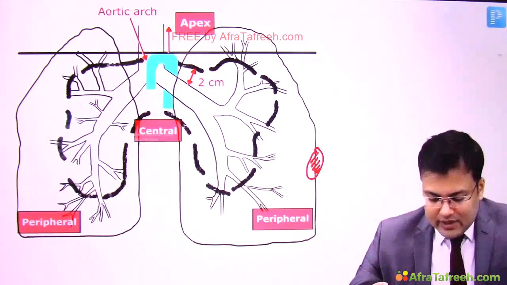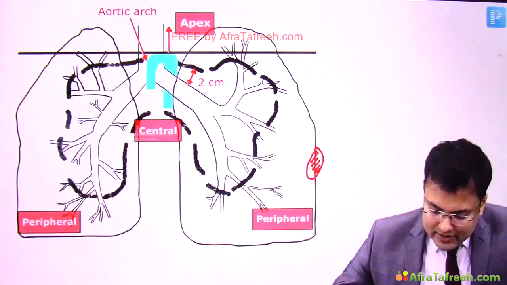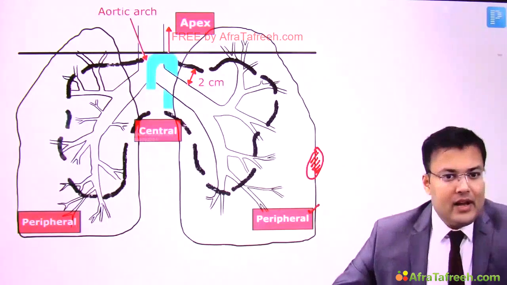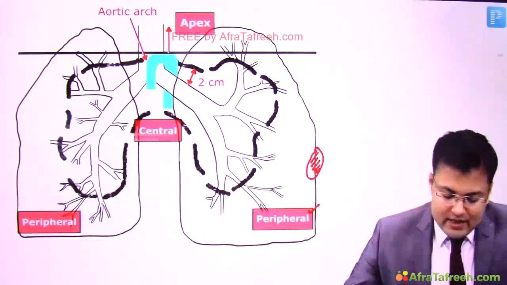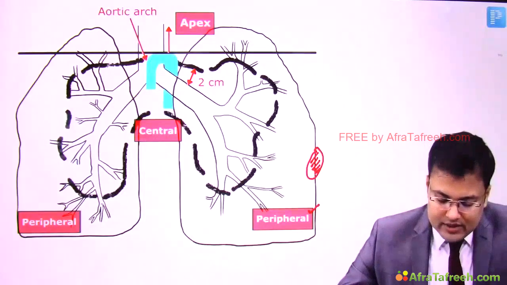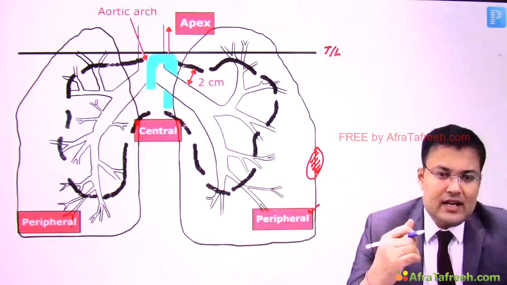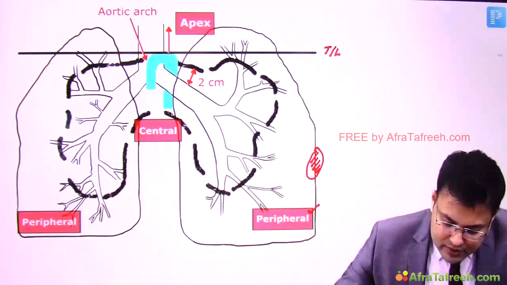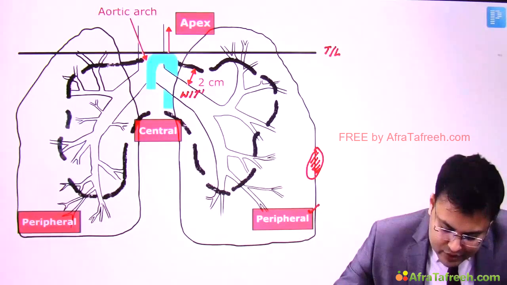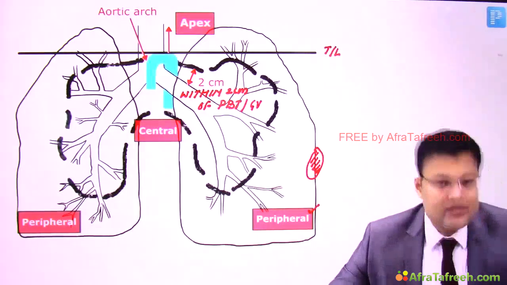And whatever tumors are located between central tumors and tumors abutting the chest wall, that's known as peripheral. And what are apical tumors? If we draw a transverse line just touching the arch of aorta, any tumor located above this transverse line is known as apical. Okay, so what is this central tumor? This tumor is located within 2 cm of the proximal bronchial tree or great vessels.